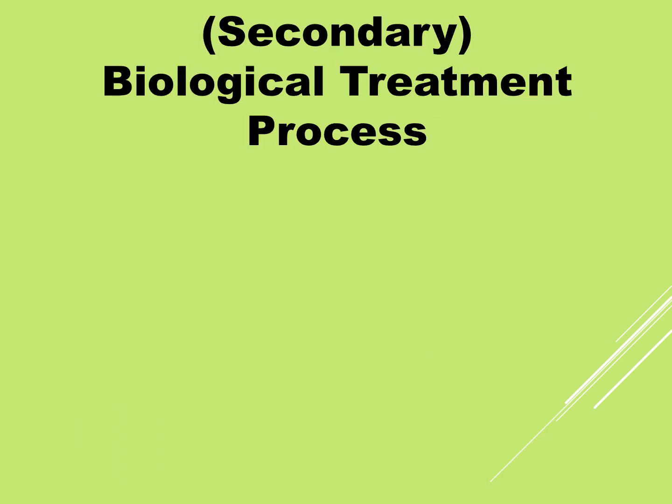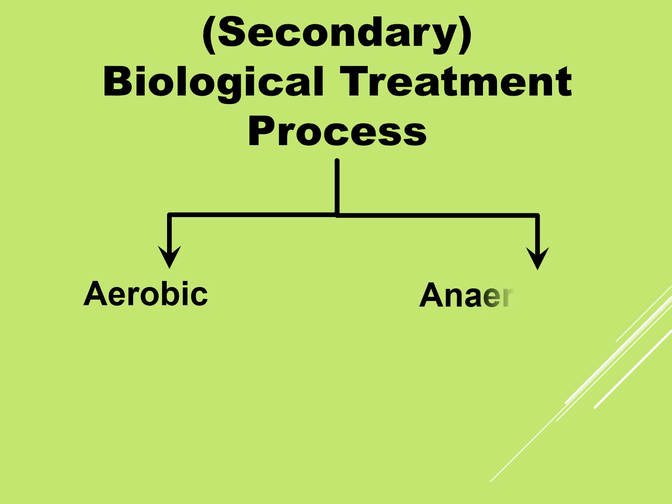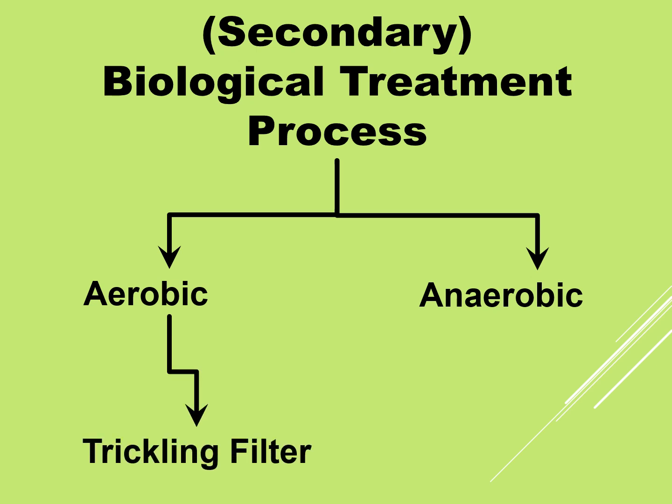Secondary process or biological treatment process, that is very important. That is what we are going to discuss now. There are two types of secondary processes. One is called the aerobic process. The other is called anaerobic process. Aerobic process is in the presence of air, for example, trickling filter process. Anaerobic process is in the absence of air, for example, UASB process. This is what we are going to see.